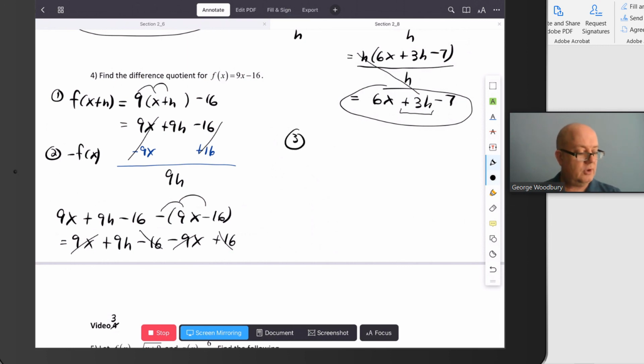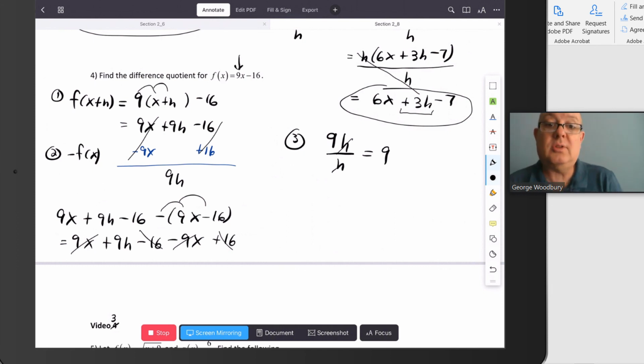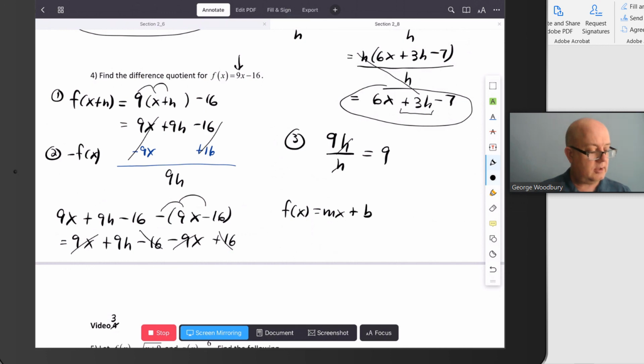To finish this off, we put the result from step 2 over h. H divided by h is 1, and we're left with 9. So notice that that is the slope of the line associated with this function. So we know that slope measures rate of change. This shows that the difference quotient can be used to measure rate of change as well. And in general, if you have the function f of x equals mx plus b, the difference quotient for that function will always turn out to be the slope.